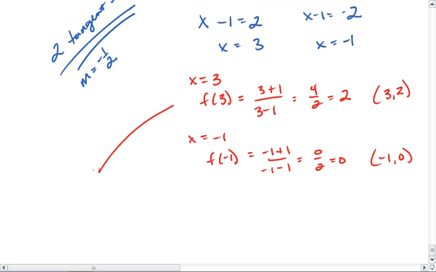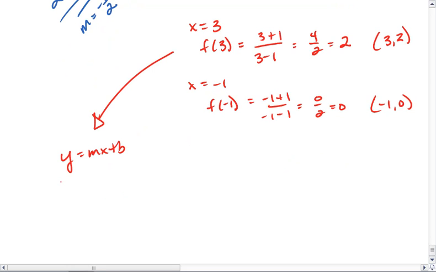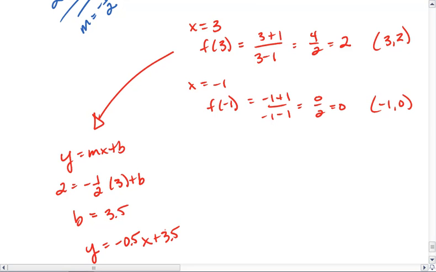Which means for our first tangent line, we want to solve for b. We find that b equals 3.5. So this tangent line has the form y equals negative 0.5 or negative 1/2 x plus 3.5.